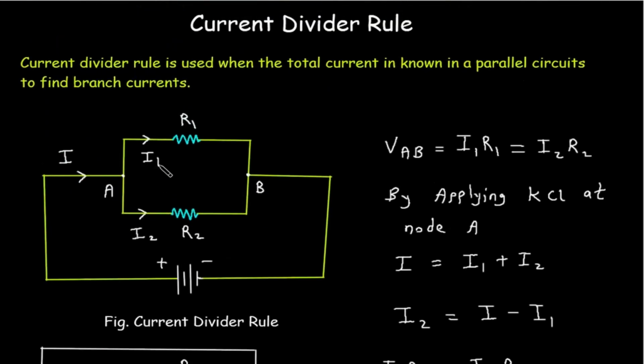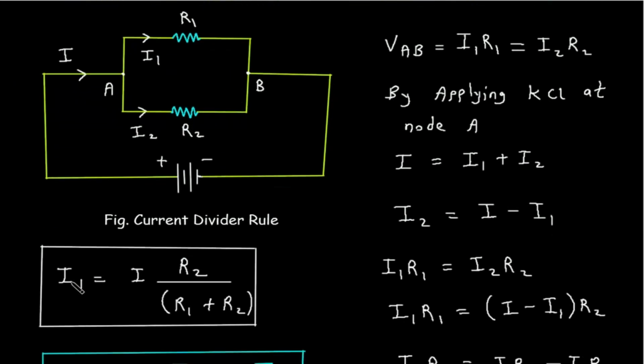So this I1 is equal to total current into opposite branch resistance, which is R2, divided by R1 plus R2. Here we can see that I1 is equal to total current I into opposite branch resistance, which is R2, divided by R1 plus R2, that is the total resistance.